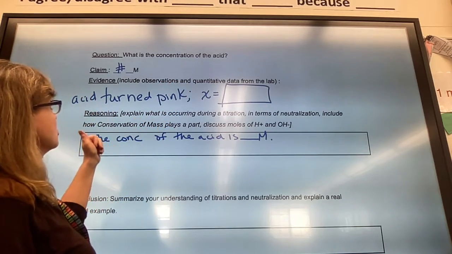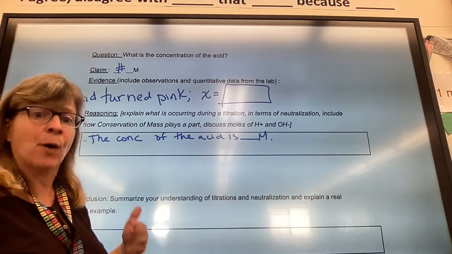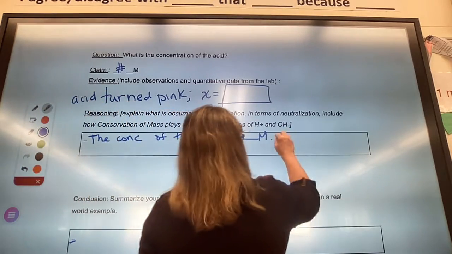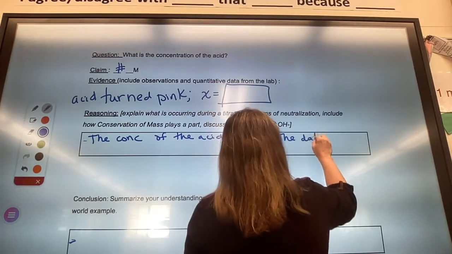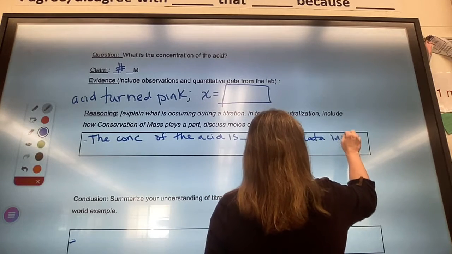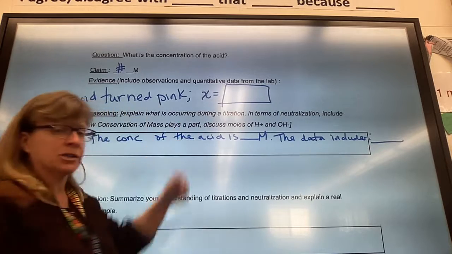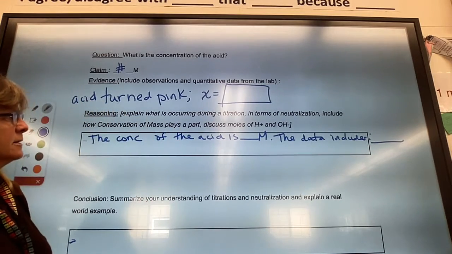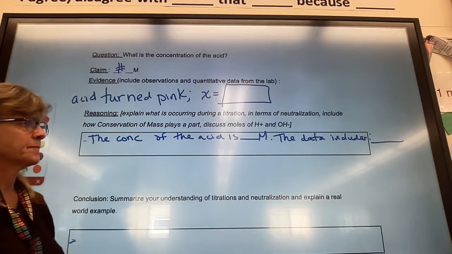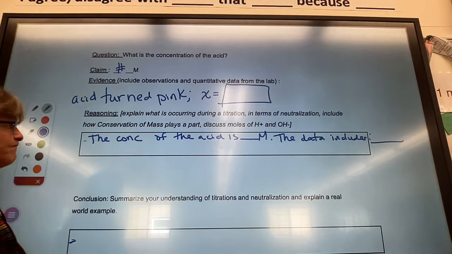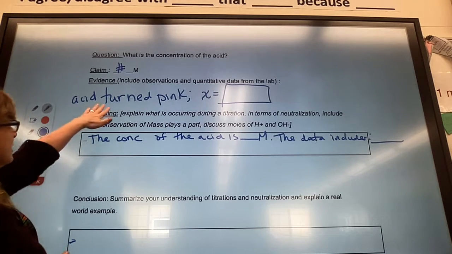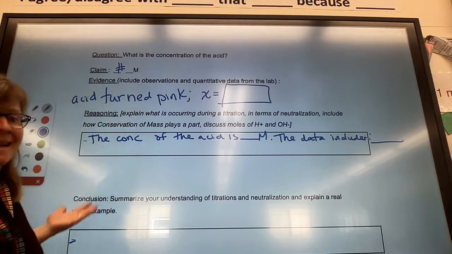Next, we have to include our evidence. Again, pause the video as you need. So you can do the data includes, and you can copy and paste your evidence, basically, into there. And then we have to explain it. Okay, so our first thing we have to explain is what turning pink means.